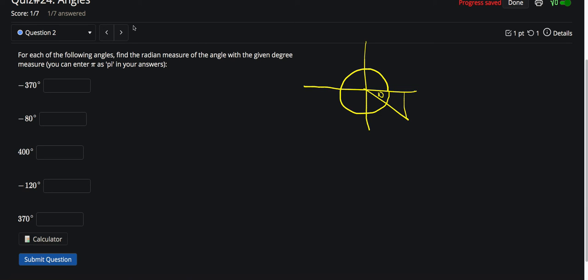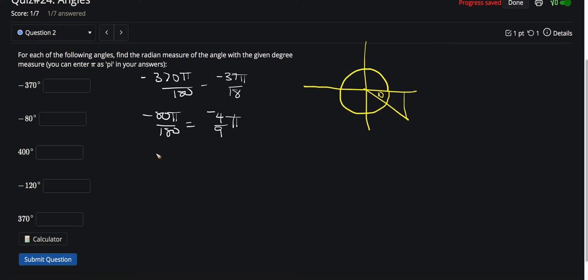So 37 over 18, right? Negative 370 times pi over 180, and 37 and 18 have nothing in common, so negative 37 pi over 18. Next one, negative 80 pi over 180 is going to be 8 over 18, 4 over 9, negative 4 over 9 pi.